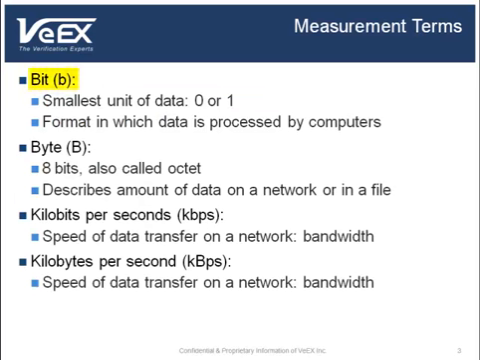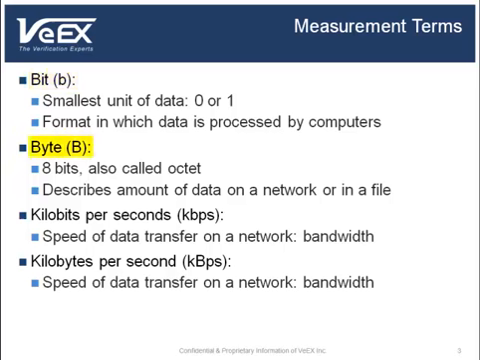A bit, represented by a lowercase b, is a binary digit and the smallest unit of digital data. It can take on one of two values. For example, it can be either true or false, or it can be 0 or 1. A bit is said to be set if its value is true or 1, and it is reset or clear if its value is false or 0. A bit is a format in which data is processed by computers.